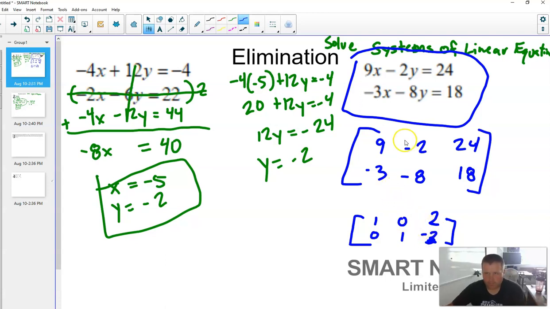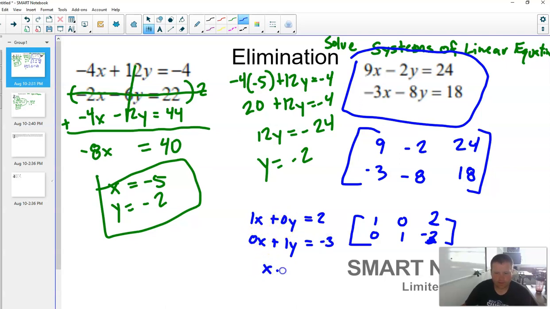What that's telling me is if I went from this system with the x's and y's to no x's and y's, if I put the x's and y's back in here, that would be 1x plus 0y equals 2. And this would be 0x plus 1y equals -3. Which essentially, I don't need to put 0y and 0x. That would just be x equals 2 and y equals -3.